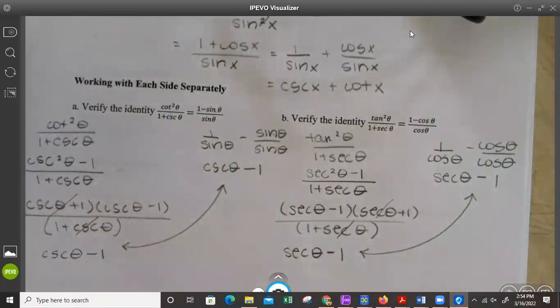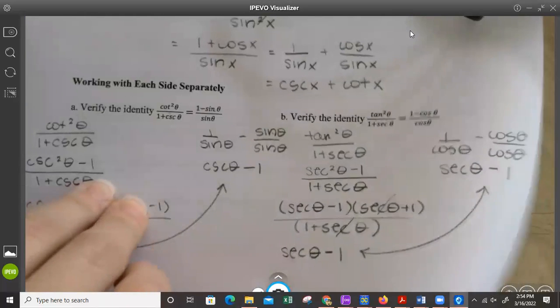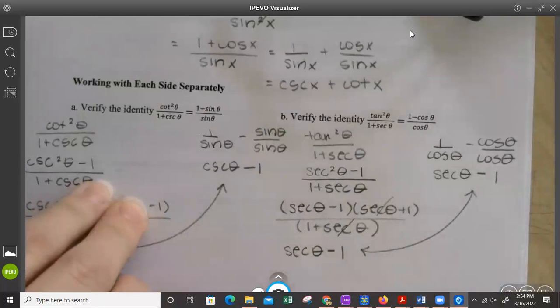Sorry, I lied. We have 2 more examples. I thought that was my homework. These are easier than the ones we just did. They're really quick. Y'all good?